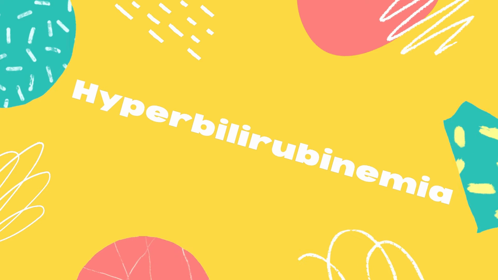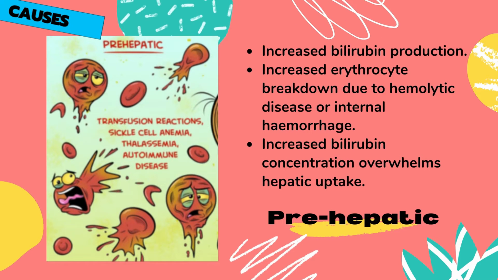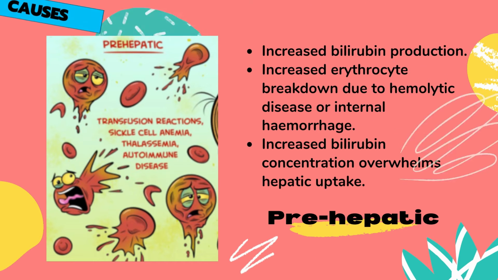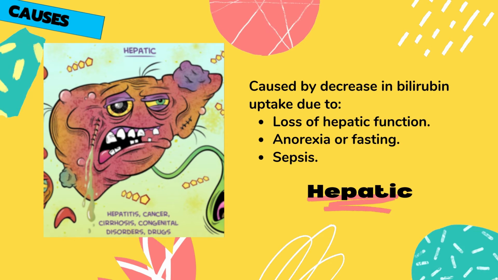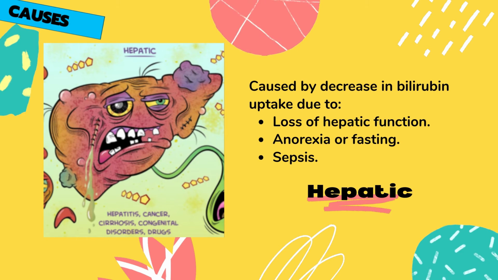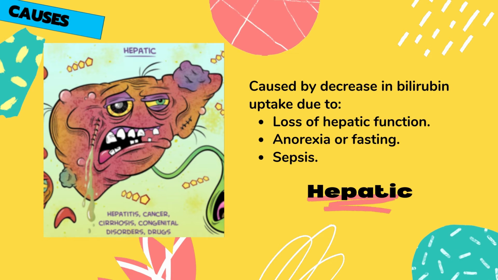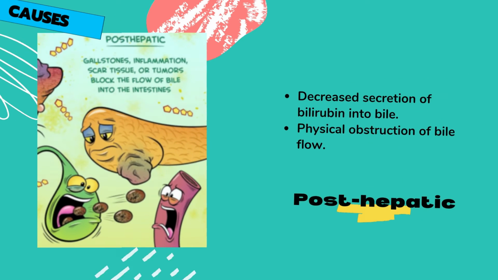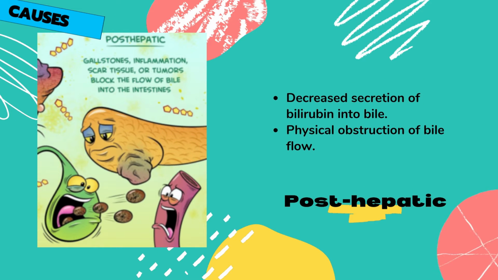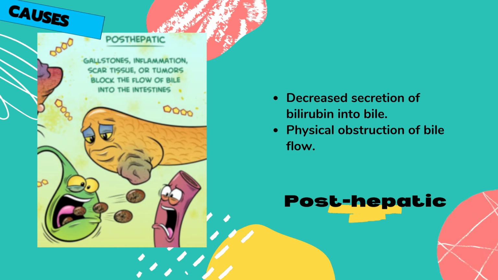Hyperbilirubinemia can be due to prehepatic causes, which include increased bilirubin production, increased erythrocyte breakdown due to hemolytic disease or internal hemorrhage, and increased bilirubin concentration which overwhelms hepatic uptake. It can also be due to hepatic causes, which are loss of hepatic function, anorexia or fasting, or sepsis. Lastly, it can be due to post-hepatic causes, which include decreased secretion of bilirubin into bile or physical obstruction of bile flow.